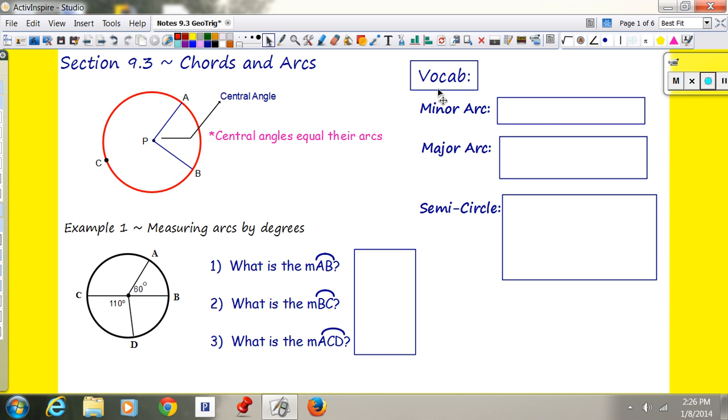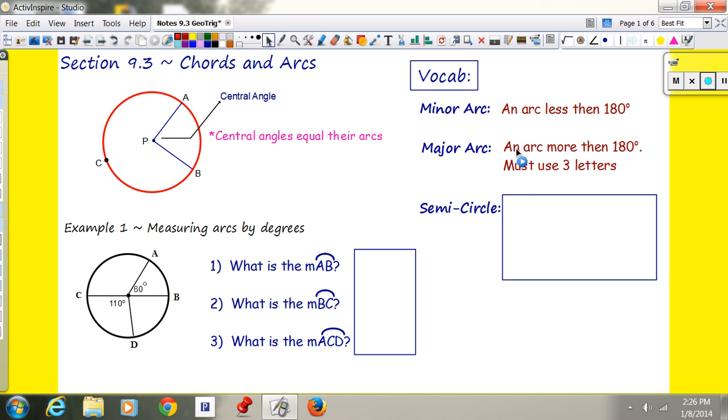Now a couple of vocab terms. We have what we call a minor arc, which is an arc that's less than 180. 180, right, is straight across. If this is 90, then 180 would be half a circle. A major arc is an arc more than 180, and you have to use 3 letters for a major arc. If you only see 2 letters when you're saying arc AB, then you'd be doing the minor arc. If you're saying arc ACB, then you'd be talking about this major arc in the back. So it must have 3 letters for a major arc.